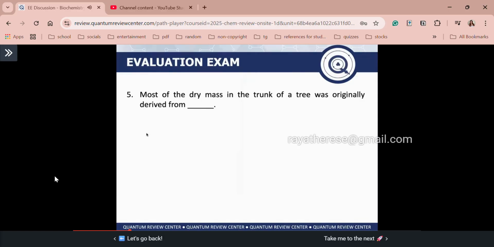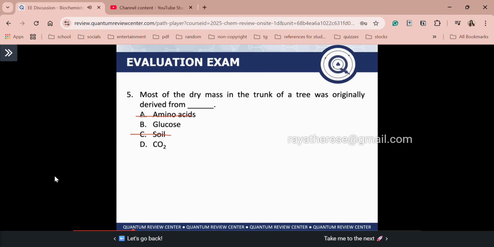So we somehow indirectly discussed this in our discussion of carbs metabolism, particularly in photosynthesis. Most of the dry mass in the trunk of a tree was originally derived from blank. So let's check. Is it A, amino acids, B, glucose, C, soil, or D, carbon dioxide? Class, from our discussion of photosynthesis, recall, we have no input of amino acids, right? So soil also has no role. So it's either glucose or carbon dioxide as reactants, or products of your photosynthetic pathway.